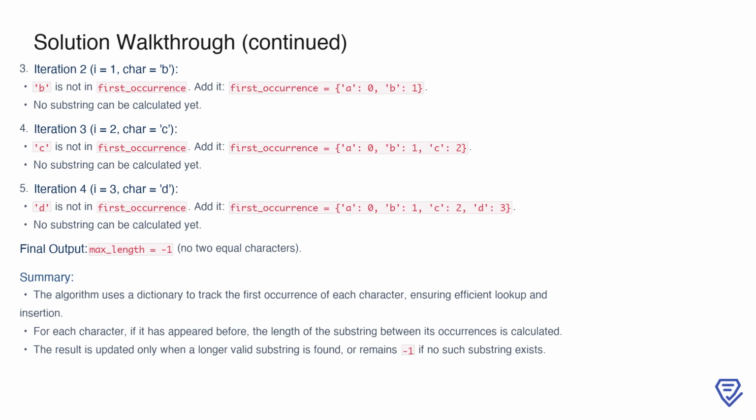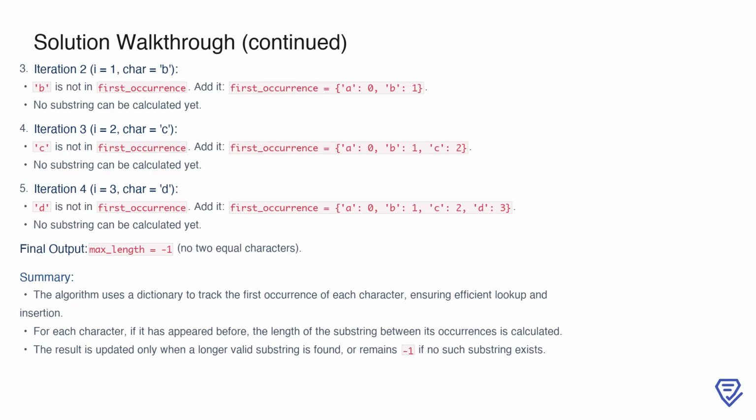Similarly, at index 2, c is added as {a: 0, b: 1, c: 2}, and at index 3, d is added as {a: 0, b: 1, c: 2, d: 3}. Throughout the iteration, no character appears more than once, so no substrings can be calculated. As a result, max_length remains -1, indicating that no valid substrings exist in this case.